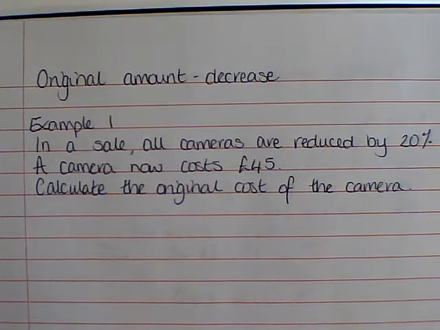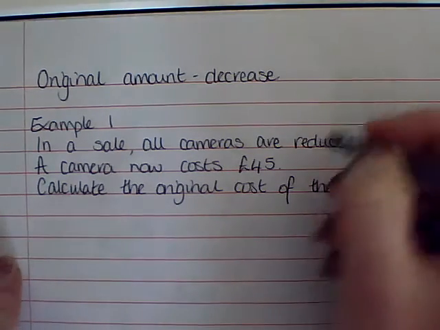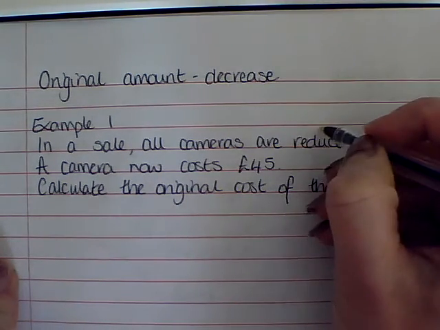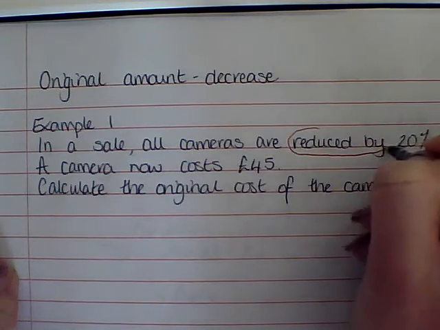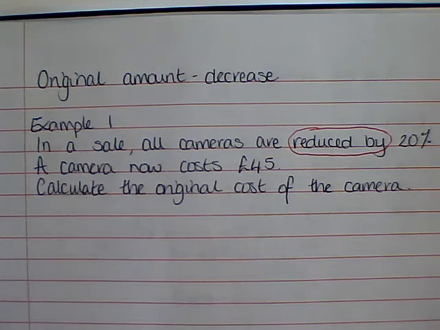So here we've got original amount, and this is when it's a decrease. So this is when it's 100% minus a percentage. So in a sale, all cameras are reduced by 20%. Now the key words there are reduced by. It is reduced, so we are taking away. That is what that means.